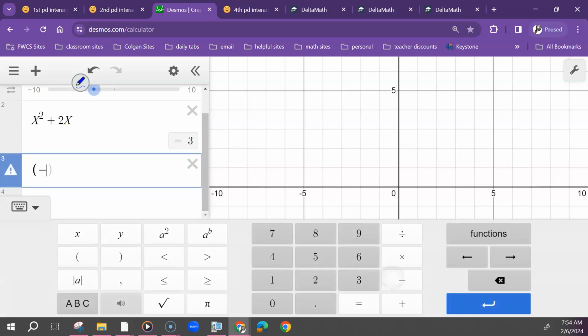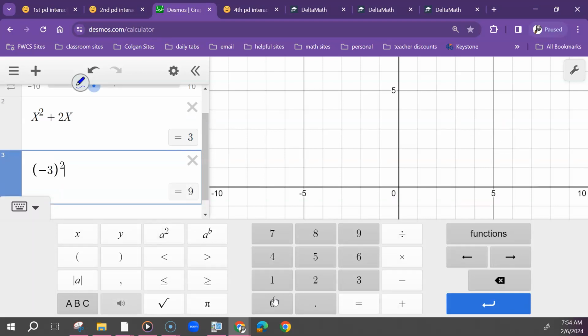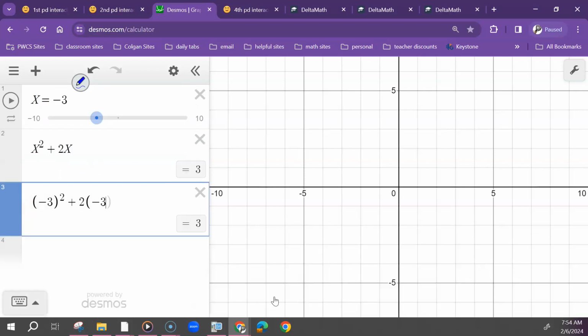So -3, squared. Make sure the squared is outside of the parentheses. Plus 2 times -3. So you can do it either way, either using this, or you could use a different variable. The answer is 3.